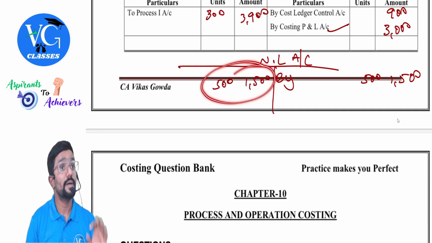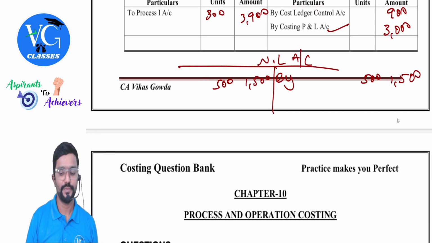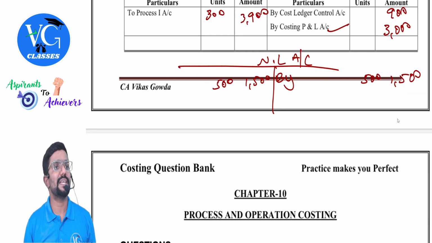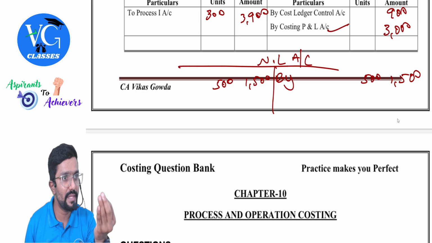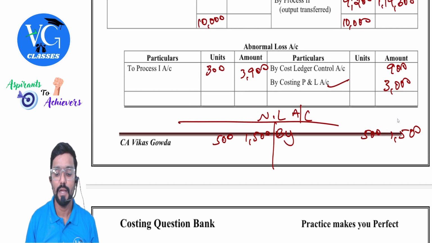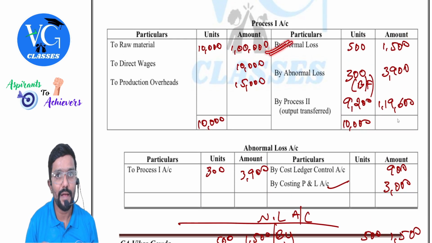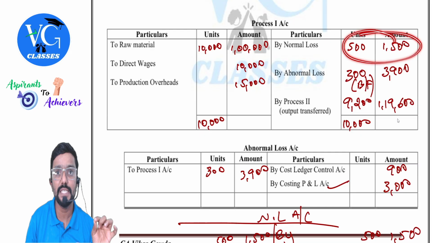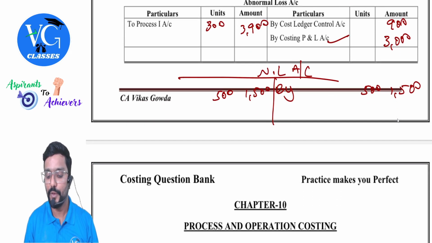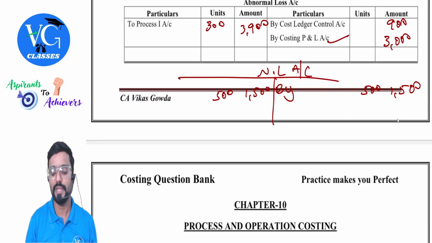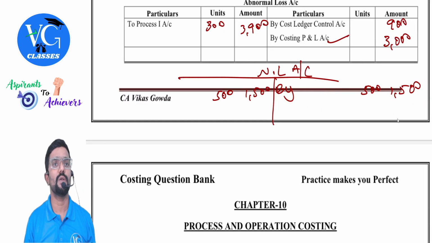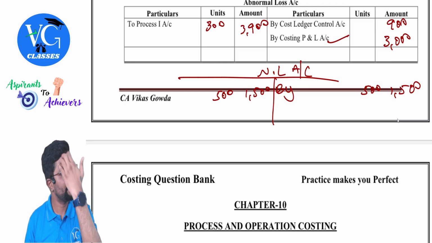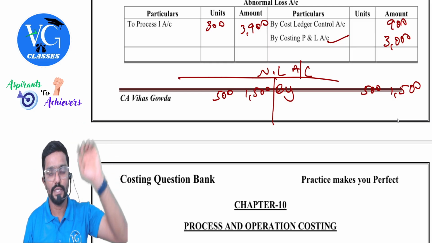Clear? This was with an anticipation you have booked. When you receive it, you will pass this entry, when you actually receive the scrap. Clear? Guys, when I pass this entry, I have not yet received the amount. It was just with an anticipation. When did I pass this entry? At the beginning of the year. When I actually receive it, you need to receive the amount. What would be the entry? By cost ledger control account to normal loss account. Got it? Yes, sir.